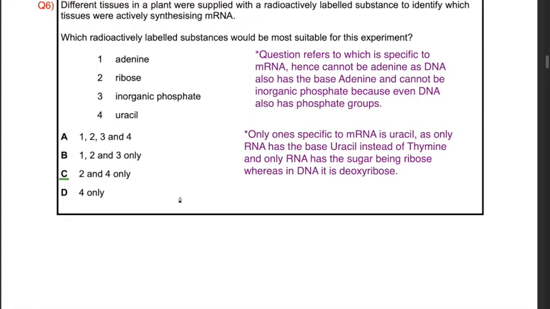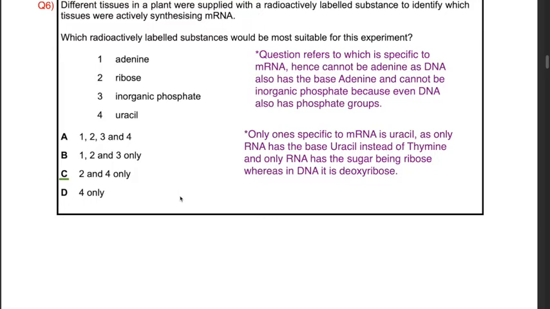Again, why is that? Because the question is referring to radioactively labeled substances which help to identify actively synthesizing mRNA. And there is a difference between mRNA and DNA. DNA is made out of a sugar known as deoxyribose, RNA is made out of a sugar known as ribose, and their bases would be slightly different. RNA has the base uracil instead of thymine, whereas DNA has the base thymine instead of uracil, and both do have the base adenine and both do have phosphate groups.